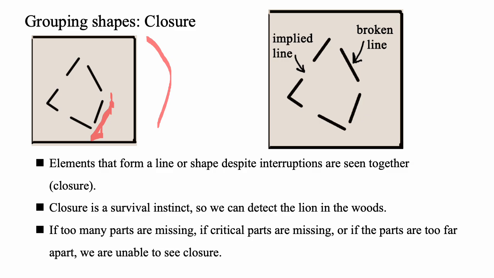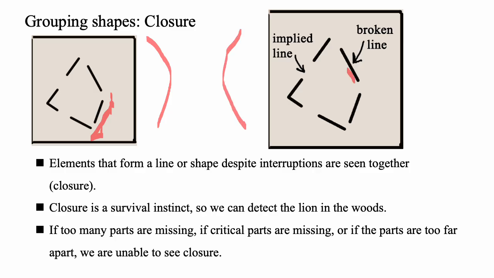Well, if you're in the woods and you see a lion and part of his body is interrupted by trees, you can still see that lion through the trees. It's a survival skill. So how can the artist use this tension that we feel toward wanting to complete this shape, and the frustration if there are too many parts missing or if critical parts are missing? Well, let's break this down and see what this open shape really is.